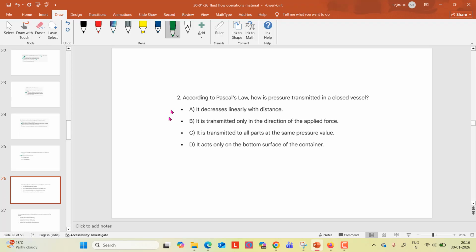Next, according to Pascal's law, how is pressure transmitted in a closed vessel? It decreases linearly with the distance. It is transmitted only in the direction of applied force. It is transmitted to all parts at the same pressure value. It acts only on the bottom surface of the container. It is option C. Pascal's law I have shown you at the start of this session. So it is transmitted to all parts at the same pressure value.